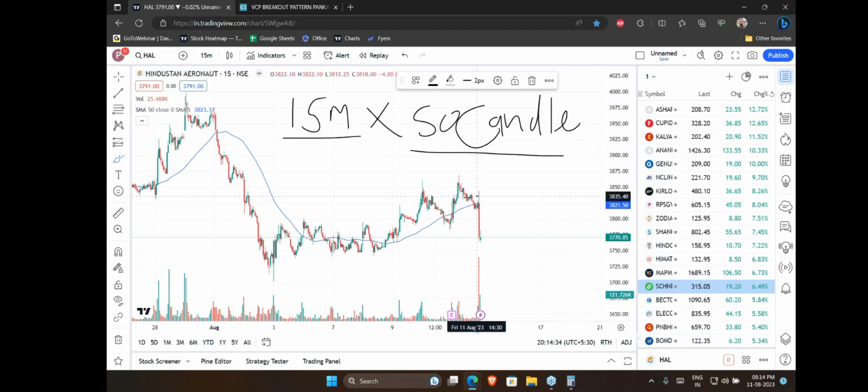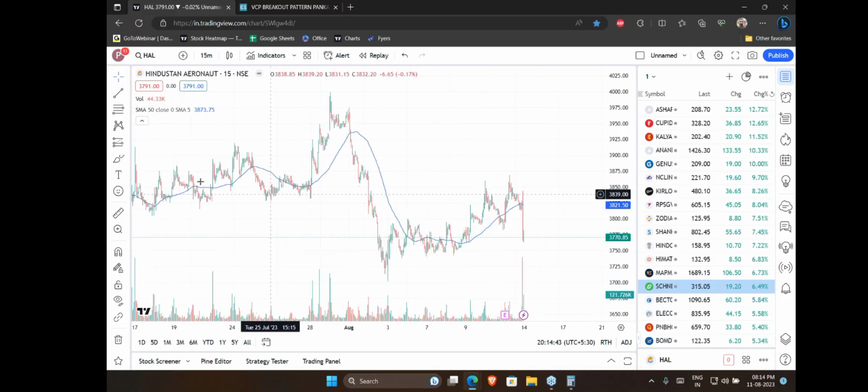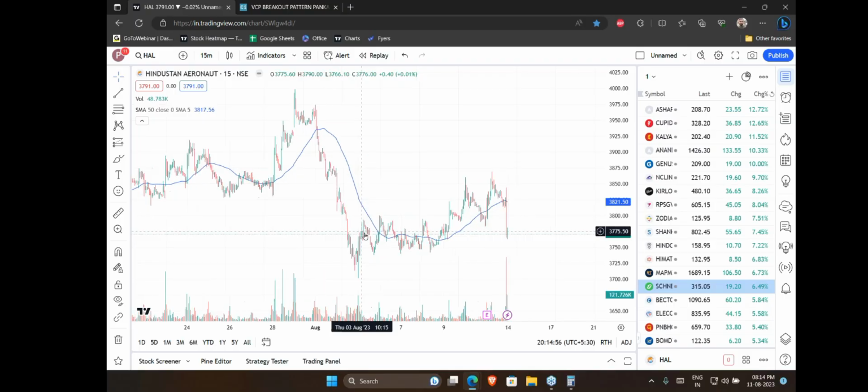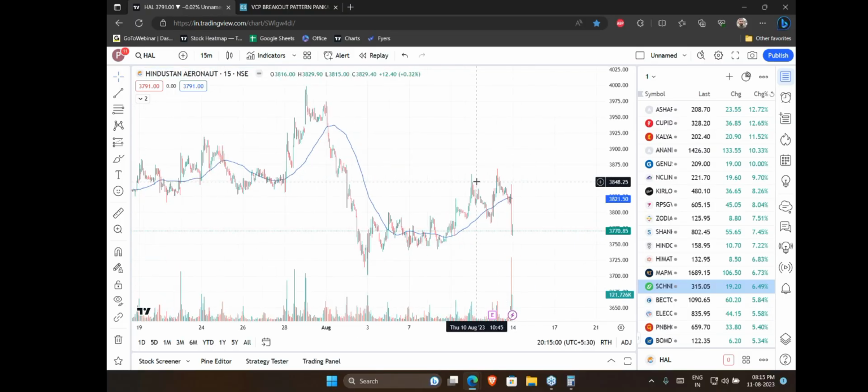This line is the moving average of... Aruna, which part do you want me to explain again? So that blue line is basically the moving average. Okay.